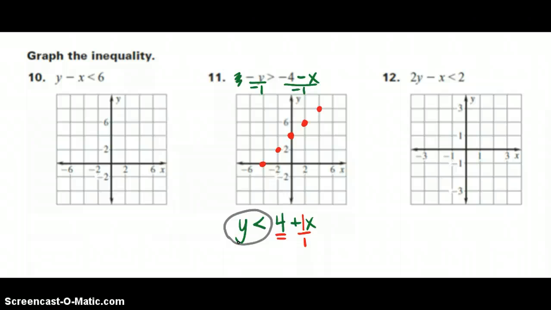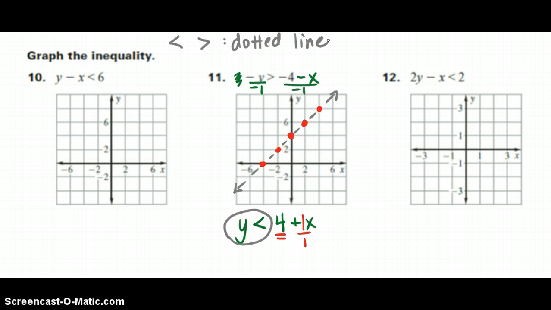So I see that y is less than 4 plus x, and I remember that less than or greater than signs meant an open circle when we were graphing our inequalities on our number lines, and an open circle is the same as a dotted line. It's our way of trying to open up the line. Right? So again, open lines are dotted, therefore less than or greater than symbols.